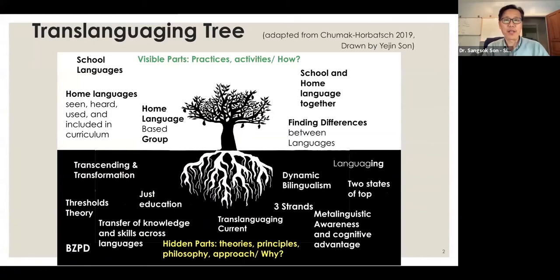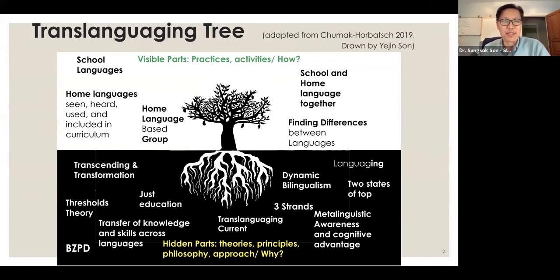Okay, so before I get into the detail, I want you to draw attention to this metaphor of the translanguaging tree. Many people ask me, what does translanguaging education look like in the classroom? What kind of activity do you do?